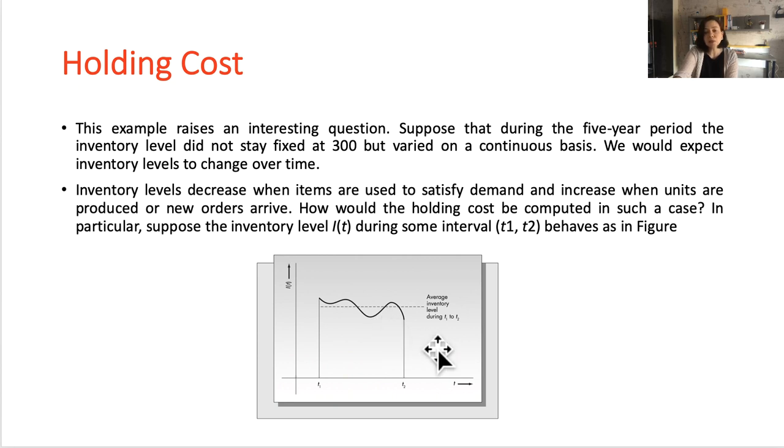So the best way to obtain the average inventory level, if we call this function I(t), is to take the integral of this function and calculate the area under this curve. And after calculating this area, we can divide that total area by T2 minus T1 and obtain the average inventory level.